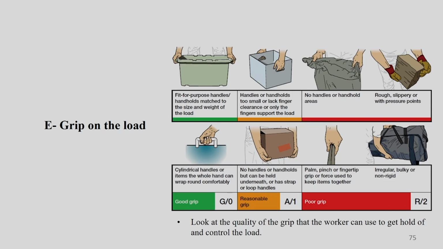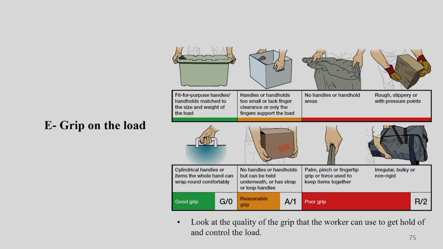Now coming to grip, the similar concept to what we did with our lifting, that is fit for purpose handle. The handle and the object you are going to carry, that particular handle is designed only for that particular purpose. So it's very easy. Handholds match the size and weight of the load. Cylindrical handles or items the whole hand can wrap around comfortably, like when we hold our suitcase. For all such cases it is G or 0. The color is green and the value is 0.